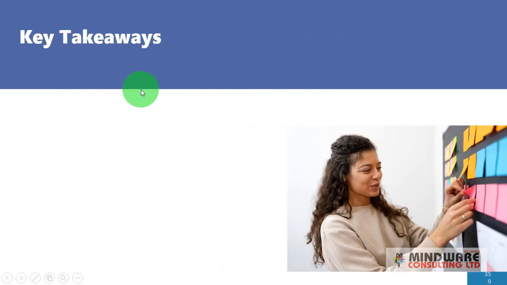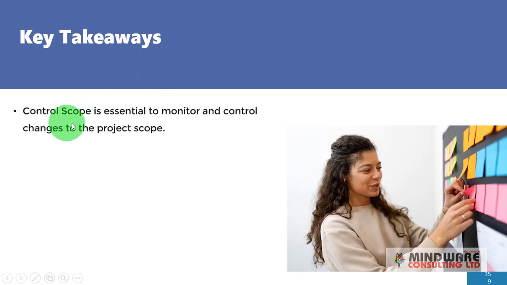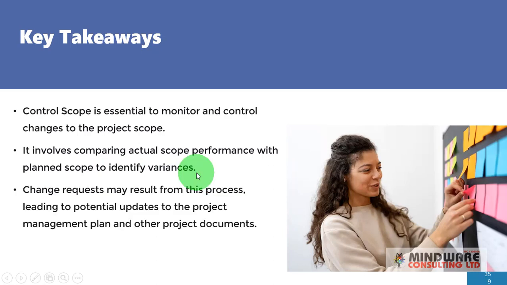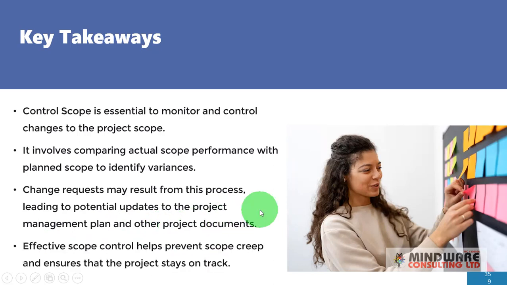So what are the key takeaways to have in mind from this section? Control scope is essential to monitor and control changes to the project scope. It involves comparing actual scope performance with planned scope to identify variances. Change requests may result from this process, leading to potential updates to the project management plan and other project documents. And lastly, effective scope control helps prevent scope creep and ensures that the project stays on track.